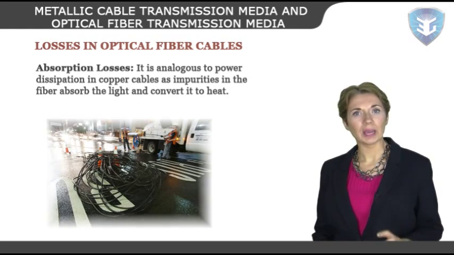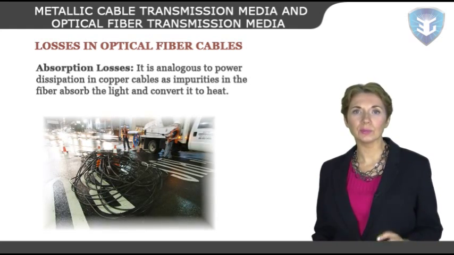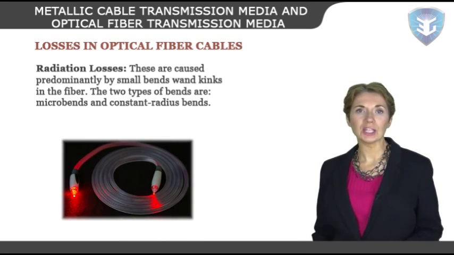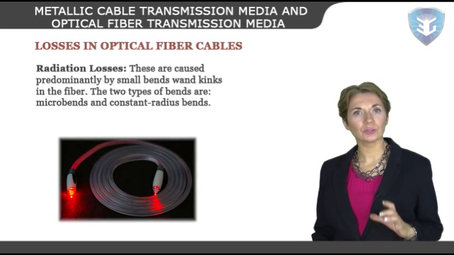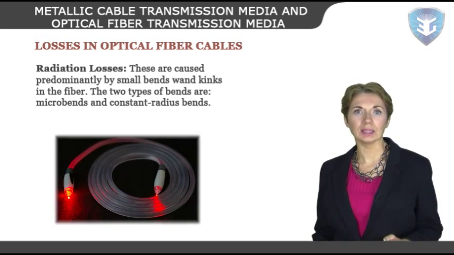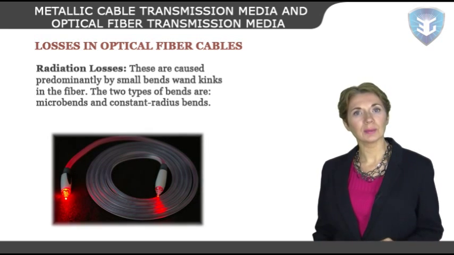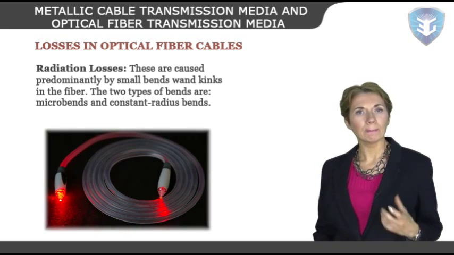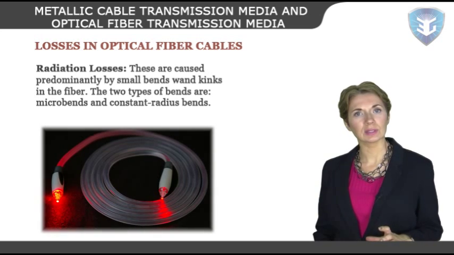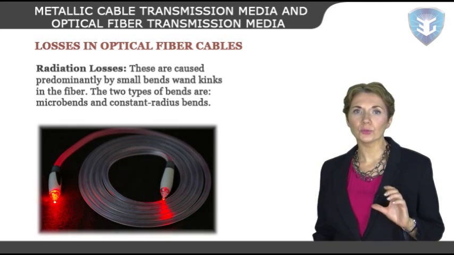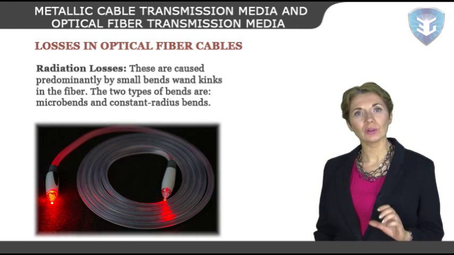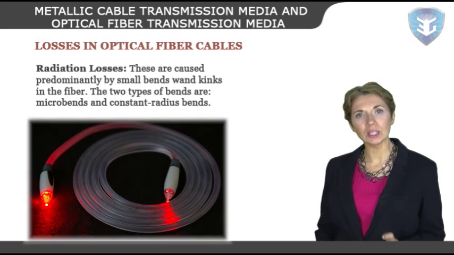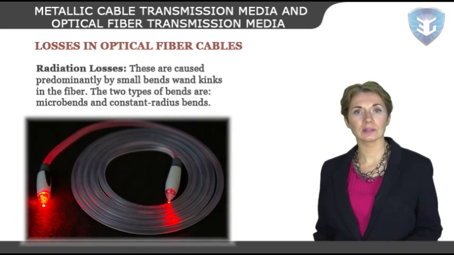It is analogous to power dissipation in copper cables, as impurities in the fiber absorb the light and convert it to heat. Radiation losses. These are caused predominantly by small bends and kinks in the fiber. The two types of bends are microbends and constant radius bends. Microbending occurs as a result of differences in the thermal contraction rates between core and cladding material, and results in a material bend along the axis of the fiber and represents a discontinuity where Rayleigh scattering occurs.